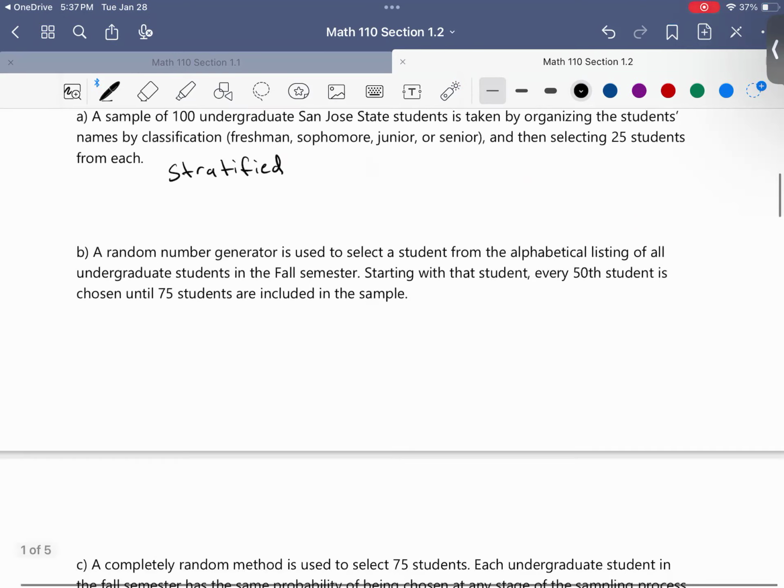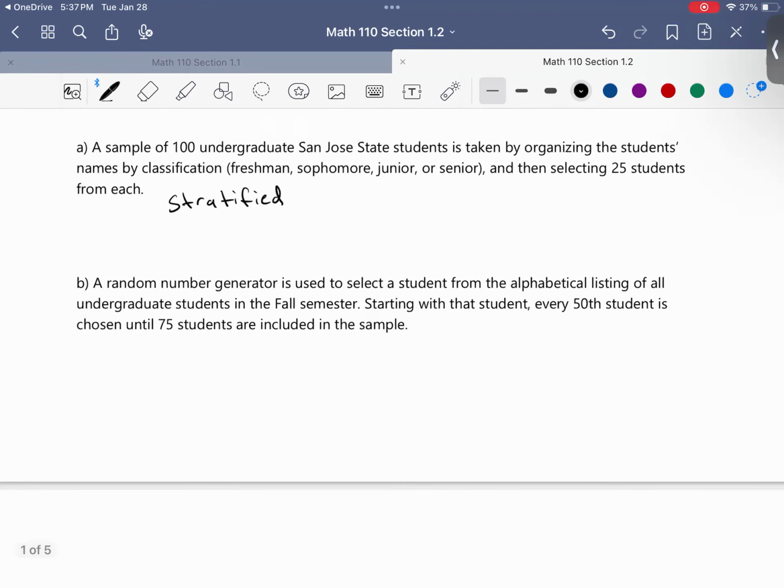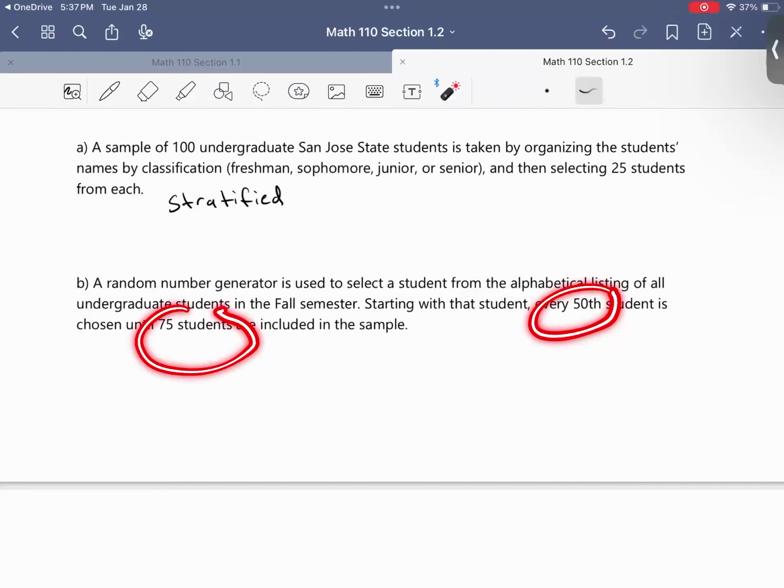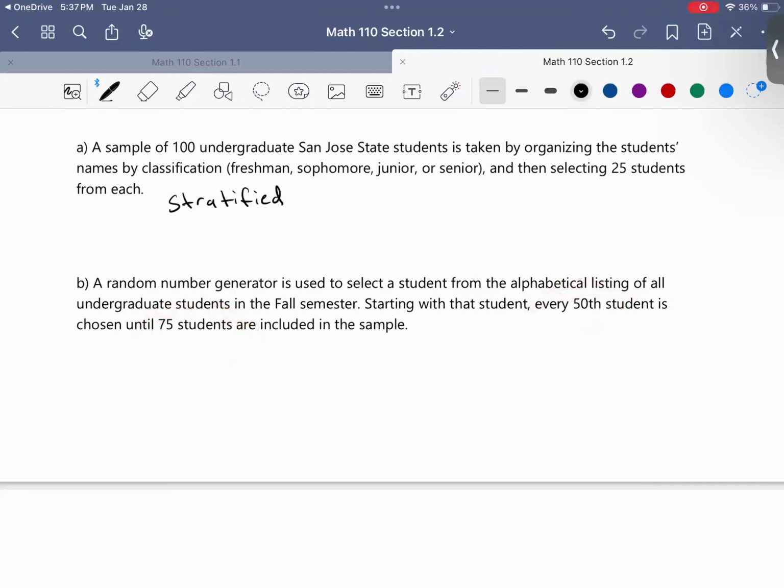Let's look at part B now. A random number generator is used to select a student from the alphabetical listing of all undergraduate students in the fall semester. Starting with that student, every 50th student is chosen until 75 students are included in the sample. Since we are taking every 50th student until we reach 75 students, this would be systematic sampling.